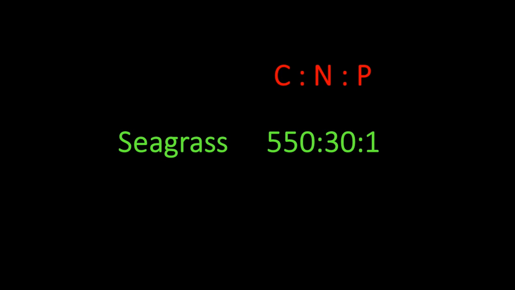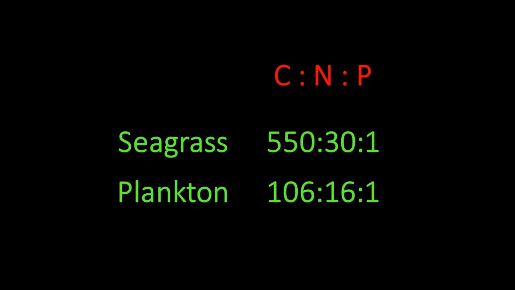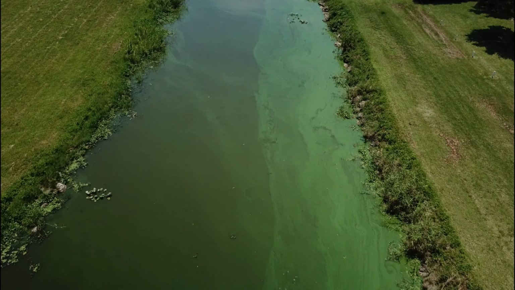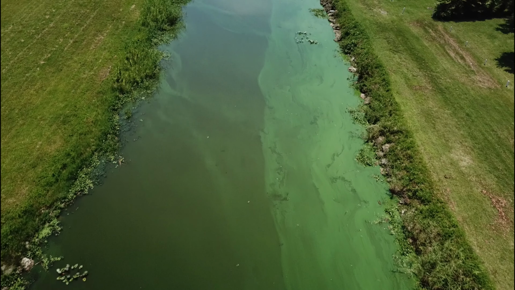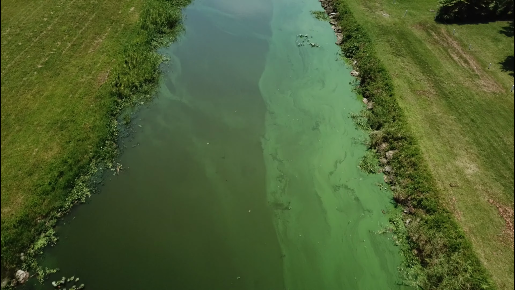This is compared to the Redfield ratio of 106 to 16 to 1 that is observed for plankton or algae. This means that seagrasses are better adapted to lower nutrient environments than plankton. This is one of the reasons why seagrass has declined around the world. As our fertilizer inputs increase, the ratio of carbon to nitrogen and phosphorus is reduced. This allows algae to outcompete seagrasses as they can grow faster, smothering the bed and creating zones of reduced productivity and biodiversity.